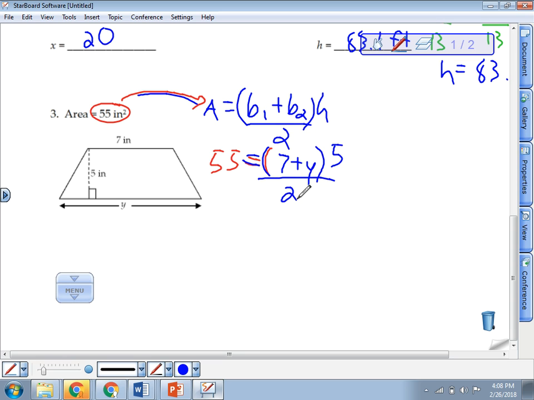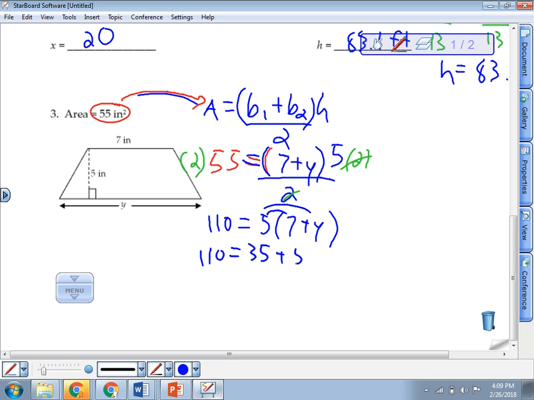So a lot going on here. So first thing I do is got to get rid of that 2 in the denominator. Multiply each side by 2. That cancels this side out. Multiply this side by 2. When we do that, we get 110 equals, and I'm going to put the 5 in front, 5 times 7 plus y. All right. So now what we want to do is we want to distribute. You can really do either step, but I'm going to show you how to distribute first. So we're going to go 110 equals 35 plus 5y.